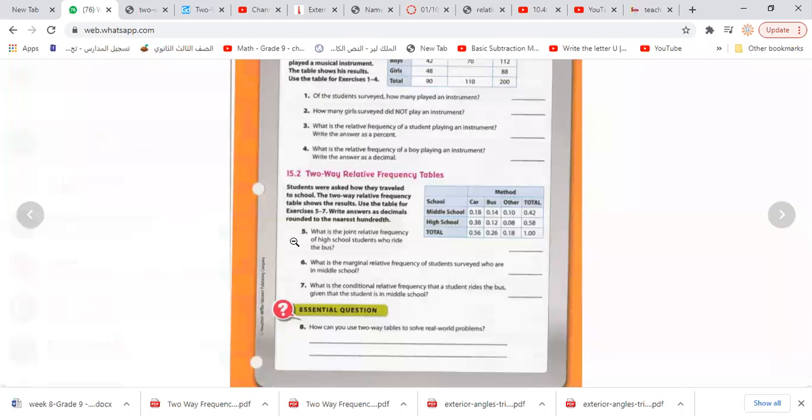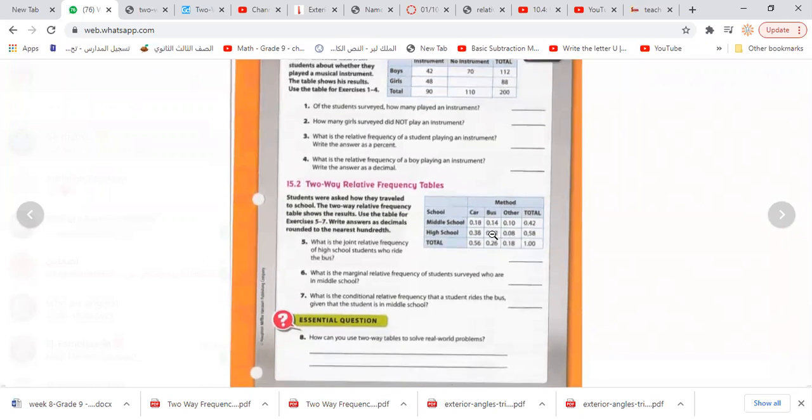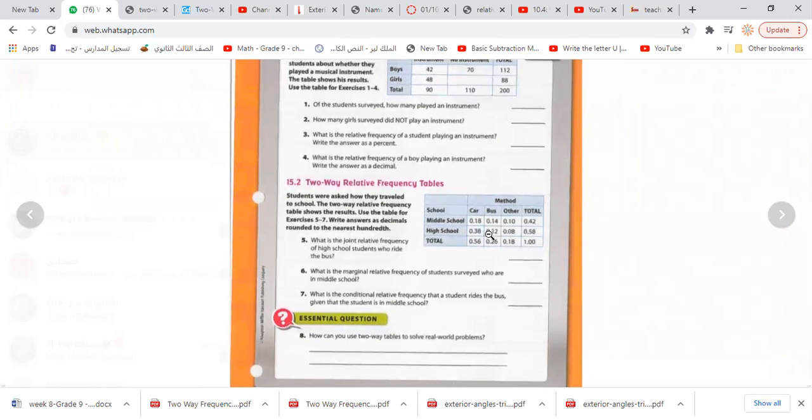In this part, he's looking for only a category, right? Yes. How did you find 0.12? How did I find 0.12? From where you get your answer, 0.12? From the table. From the intersection, right? Between the bus and the high school. Yes. From the joint relative, right?